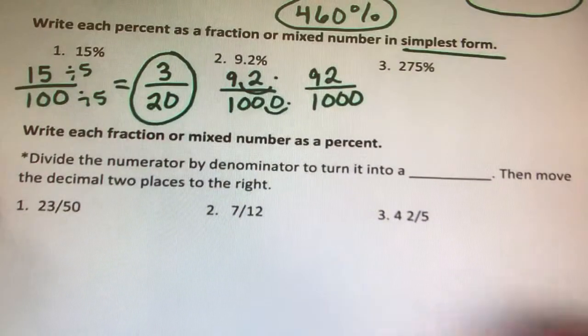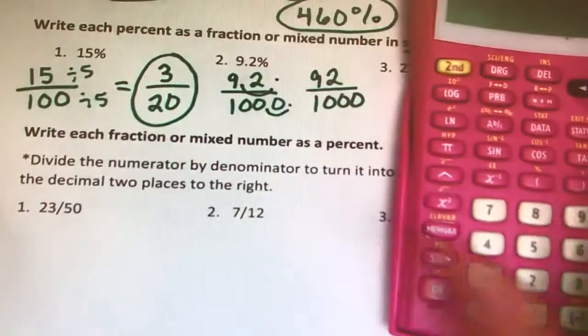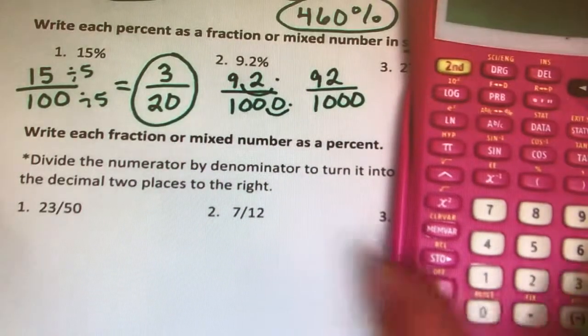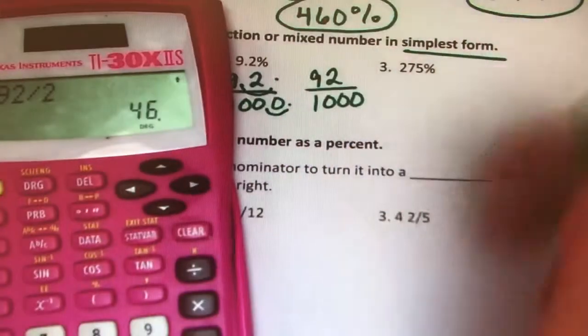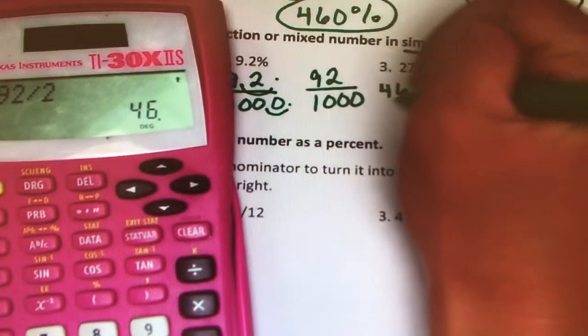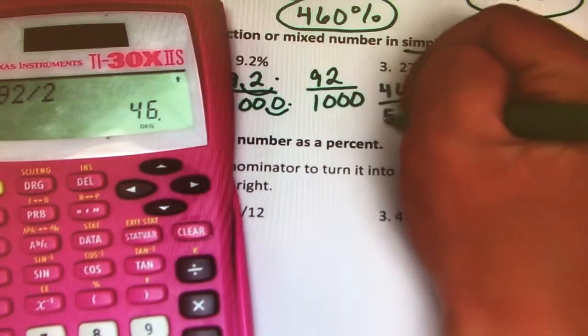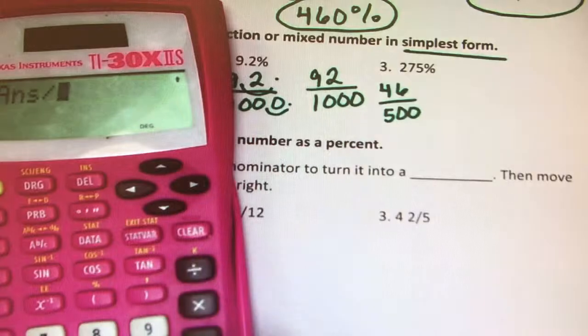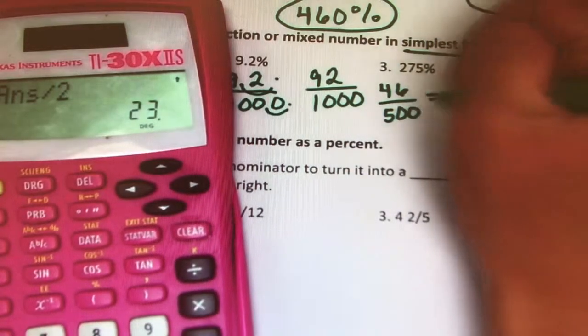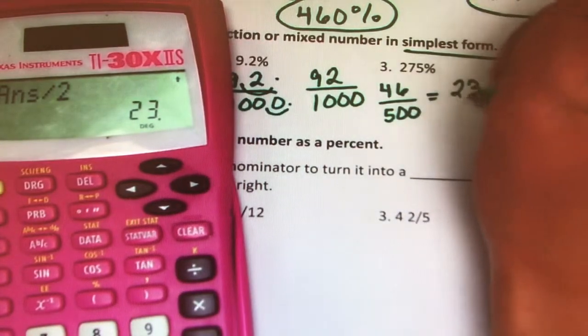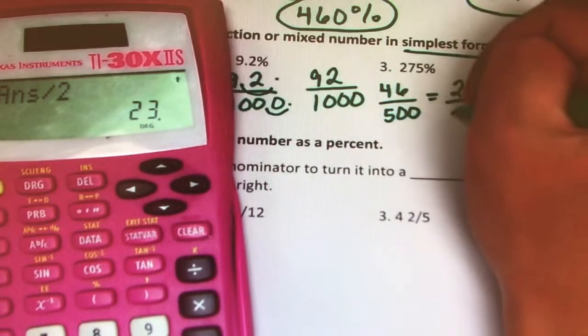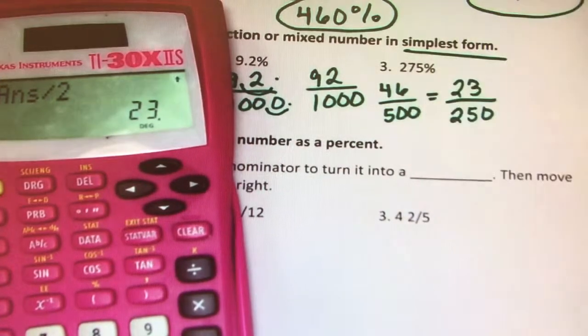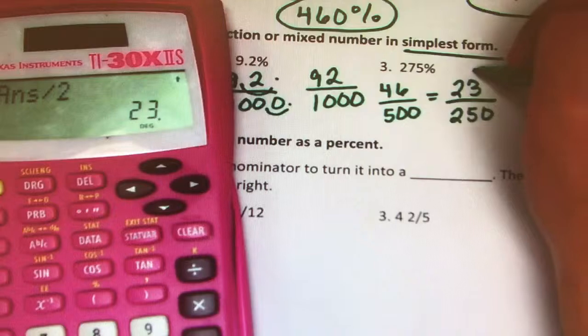92 over 1,000. Okay, we need to simplify that. Let's do 92 divided by 2. That's 46. I'm going to keep squeezing over here. 1,000 divided by 2 is 500. Okay, I can divide these again. Divided by 2, 23. 500 divided by 2 is 250. And then we can't go any further because 23 is a prime number.